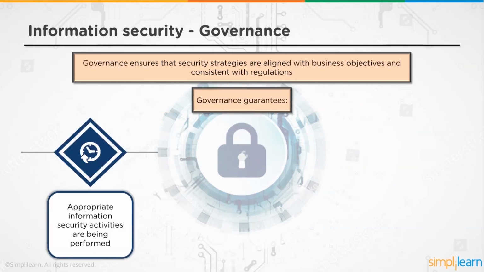So coming back to the governance part, what is governance since we have been talking about it? Governance ensures that the security strategies are aligned with business objectives and consistent with regulations. So what does it guarantee? Appropriate information security activities are being performed. Based on what? Based on the policies that we have created, based on the standards that we have and the baselines that we would have created.